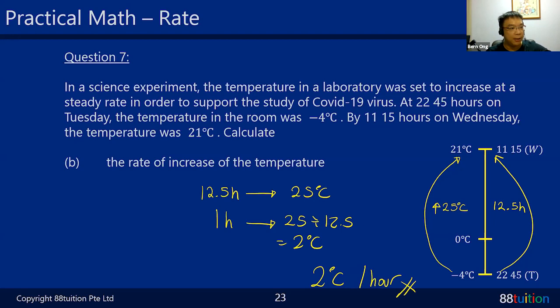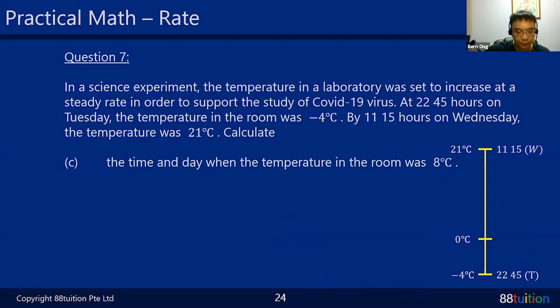Easy? So you find it on an hourly basis. The answer is not 49.2. The rate of increase means every hour, what is the increase? So every hour it increased by 2 degrees Celsius. Okay? Be careful.